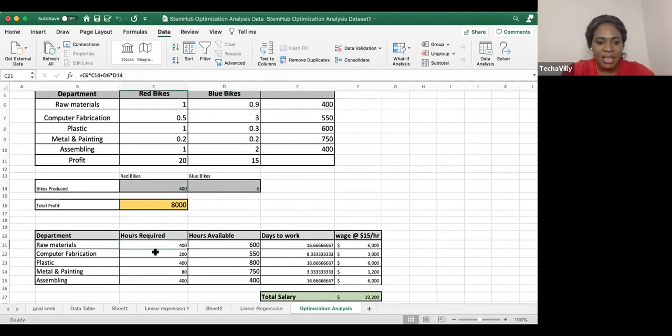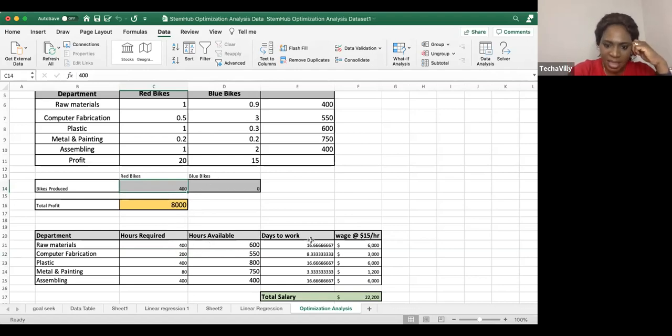So we can now see that the number of hours required to produce 400 red bikes is 400 hours, but we have a total of 600 hours. So we can decide to increase the number of bikes to produce. I'll come back to that. And then for fabrication, they have 550 hours available, but they can only use 200 hours to produce, based on the numbers that we have. So this is the magic.